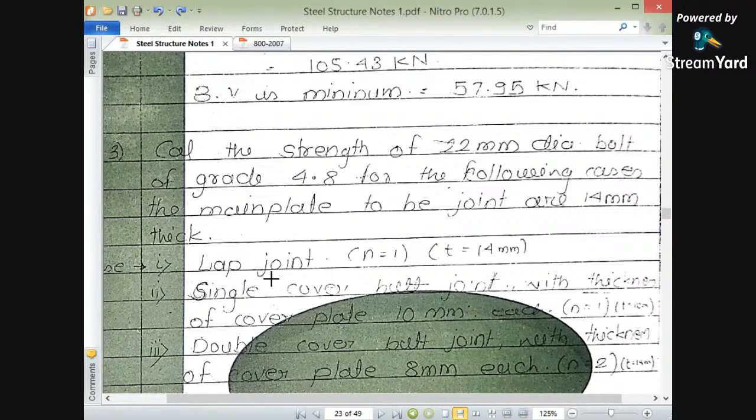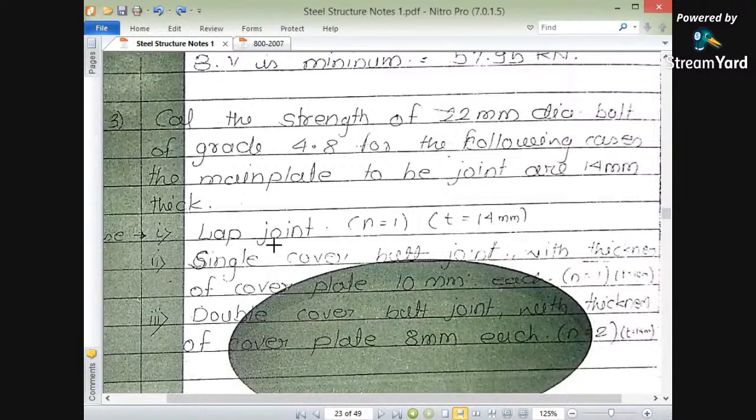Next is the lap joint. For the lap joint we have to take the shear plane as one. Then a single cover butt joint with the thickness of the cover plate as 10 mm. Again the shear plane is taken as n equals 1. For the double cover we take n equals 2, where the thickness of the cover plate has been taken as 8 mm.